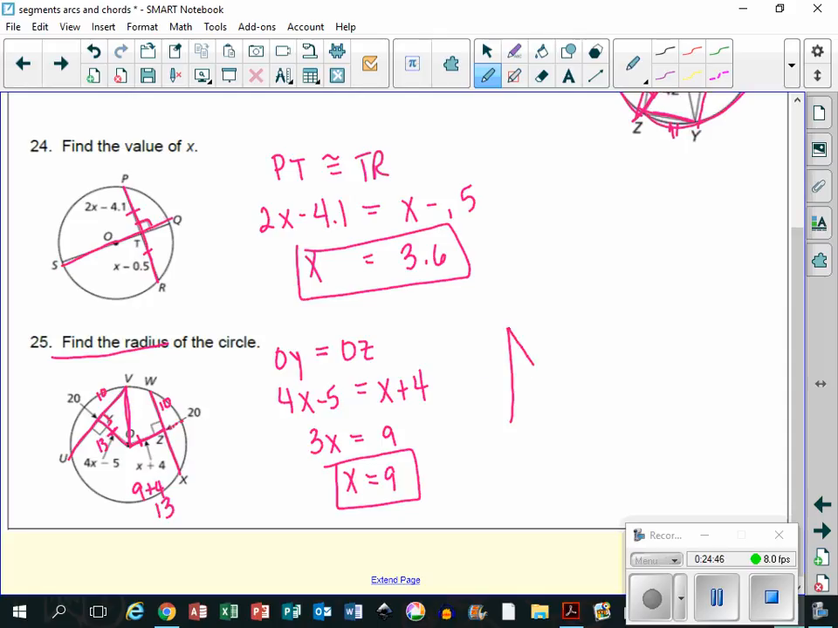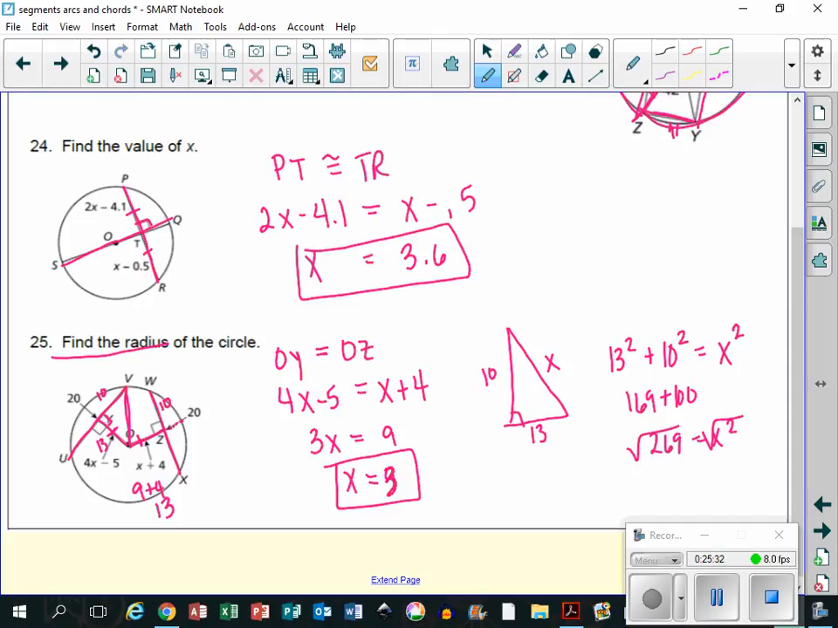So I have this right triangle where part of the chord is 10, the part we found is 13, so I can find the hypotenuse. So 13 squared plus 10 squared equals x squared. So 169 plus 100, 269 equals x squared. And we take the square root of both sides. And I guess we're going to go ahead and, let's see, what did we do? That's 9. So that's x plus 4. It's 9 plus 4.